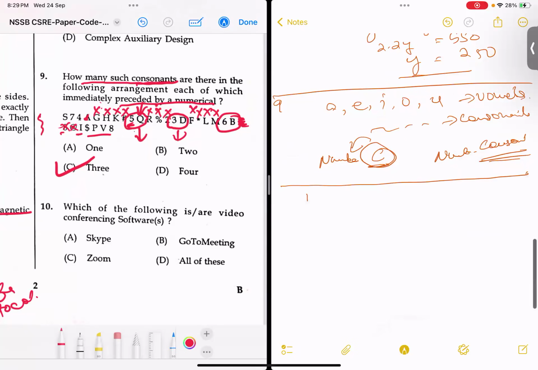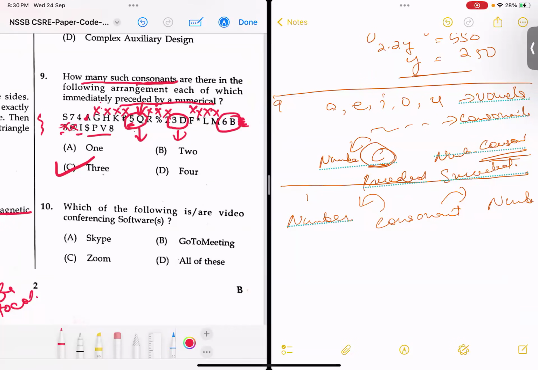So if it says preceded, we have to search the consonant and the number will come before it. The consonant is preceded by the number. But if it says succeeded, the number should come after the consonant. Preceded means the number is before the consonant. Succeeded means the number is after the consonant.